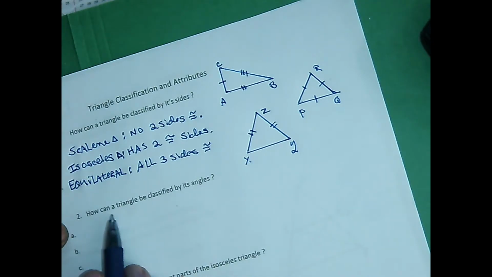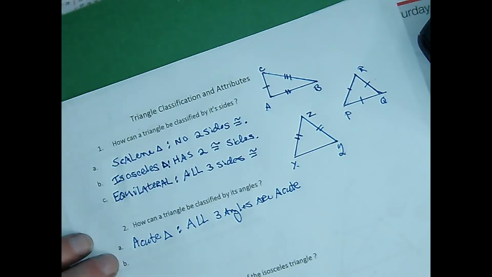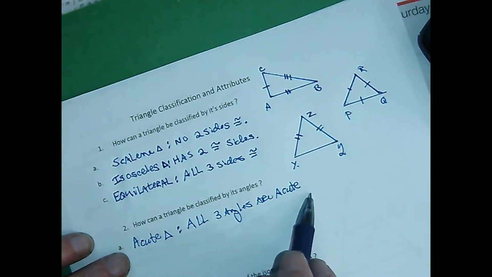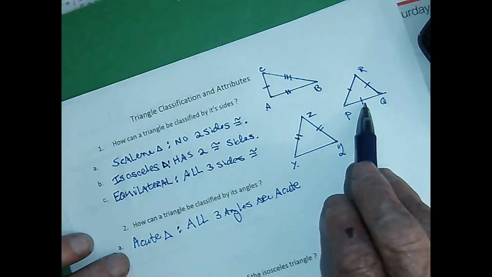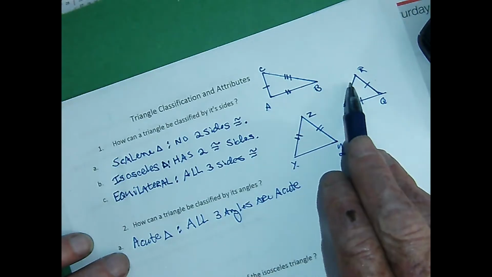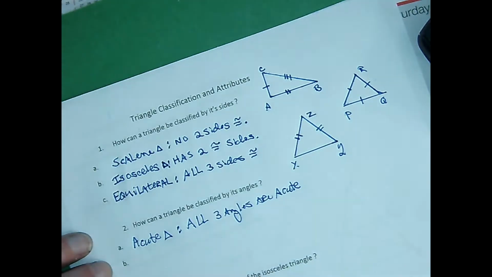How can a triangle be classified by its angles? Let's talk about that too. If we classify a triangle by its angles, it could perhaps be acute. In an acute triangle, all three angles are acute. Now I was thinking how to draw such a picture, but wouldn't this equilateral triangle also be an acute triangle? Yeah, how big would these angles have to be, I wonder? That's something we ought to talk about.